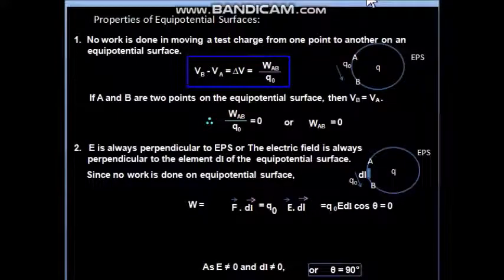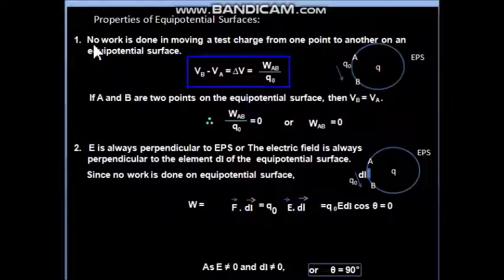Students, now let us begin with the properties of equipotential surfaces. These properties are important from the board point of view. They can be asked in the board paper as MCQ or short answer questions. So let us start with the first property of equipotential surface.